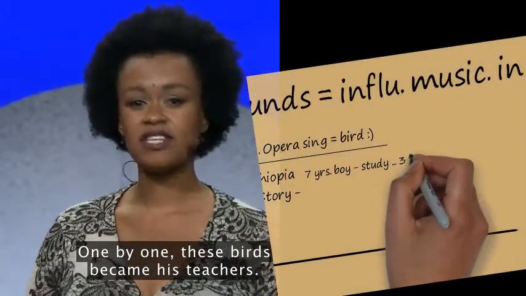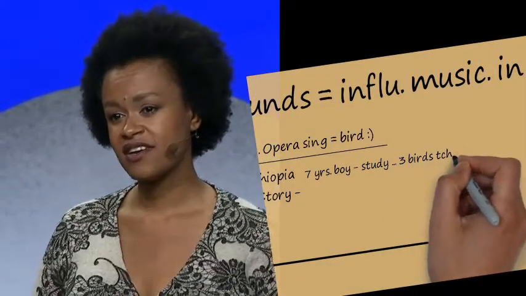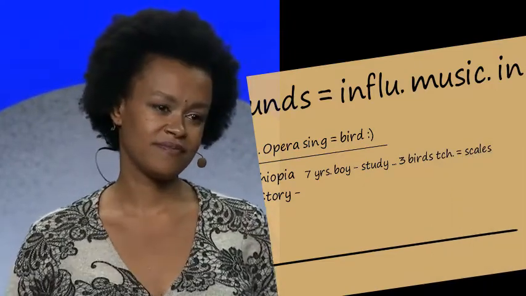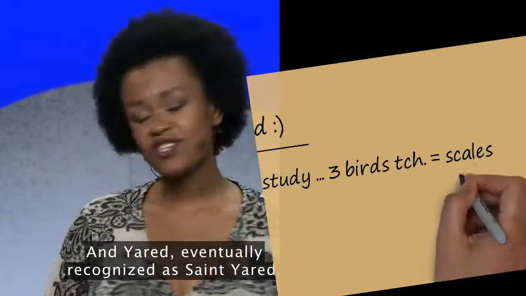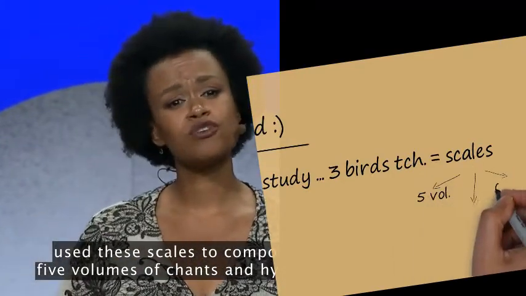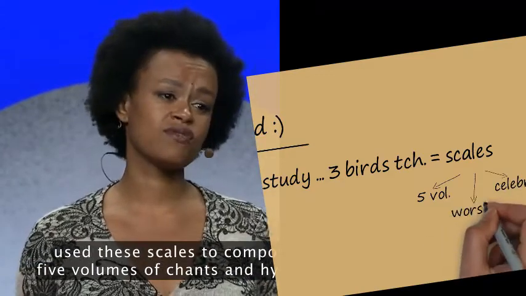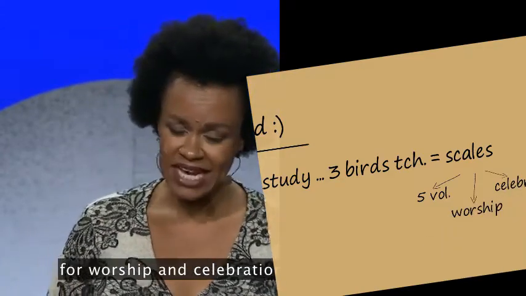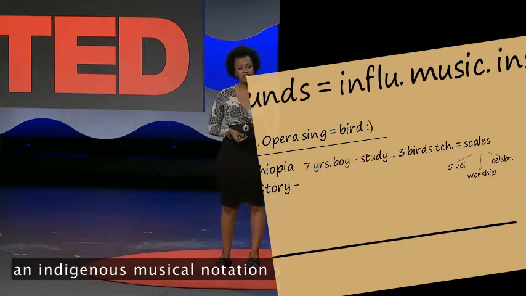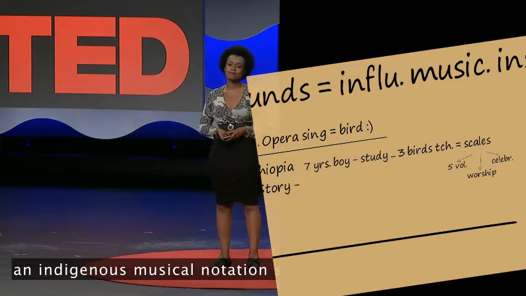One by one, these birds became his teachers. They taught him music, scales, in fact. And Yared, eventually recognized as Saint Yared, used these scales to compose 5 volumes of chants and hymns for worship and celebration. And he used these scales to compose and to create an indigenous musical notation system.